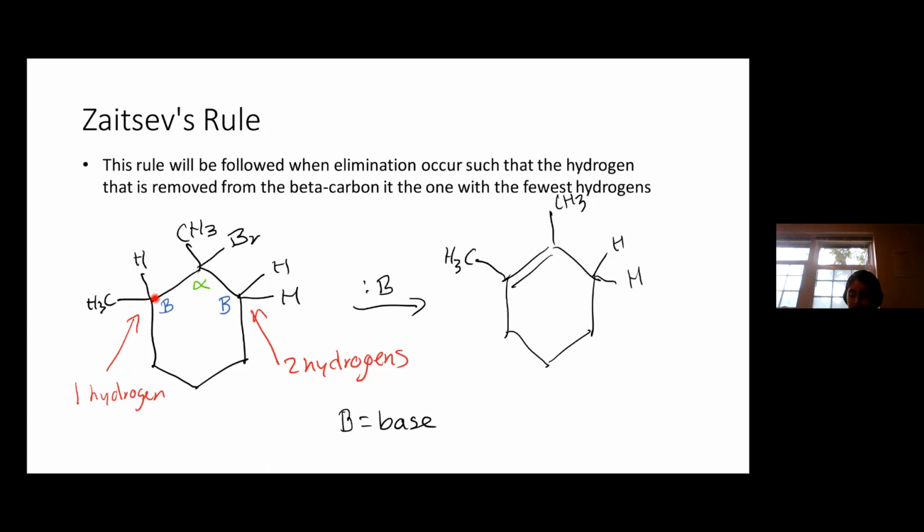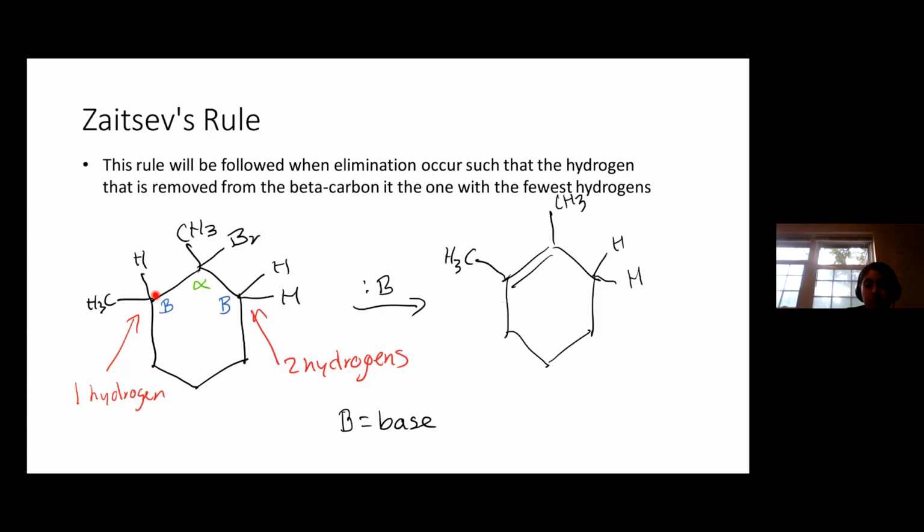Usually it's easier to think of using the carbon that has the least hydrogens, because that will lead to Zaitsev's rule. So this has one hydrogen attached versus this beta carbon that has two hydrogens attached. If we remove this H, because there are fewer H's on this carbon, this will lead us to following Zaitsev's rule, essentially a more substituted alkene. So you can just focus on which beta carbon has the least hydrogens and remove that hydrogen in order to form Zaitsev's product, or a product that follows Zaitsev's rule.